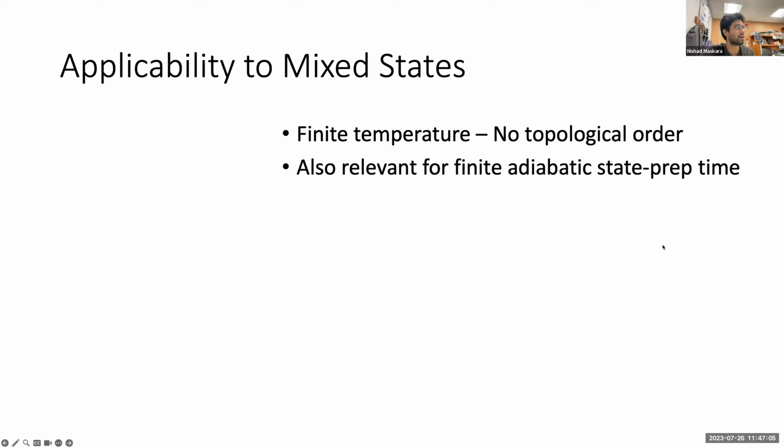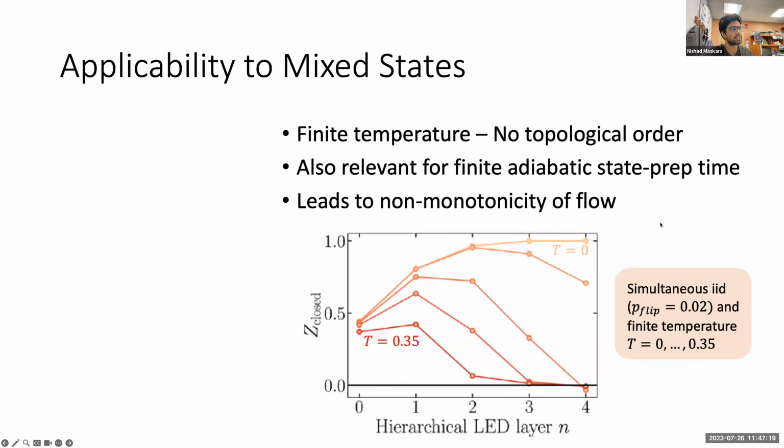Okay, so another interesting regime to consider is finite temperature. At finite temperature, there's no topological order, and this is also relevant in experimental settings where people do, say, finite time adiabatic ramps, where you also don't expect any long-range topological order. And these effects are reflected in non-monotonicity of the flow. So here we have some rate of local errors and also some rate of finite temperature. And we see that at low layers, we can remove these local errors and therefore amplify the signal. But in the presence of small but finite temperature, eventually when we go to a large enough length scale, the signal will turn around.